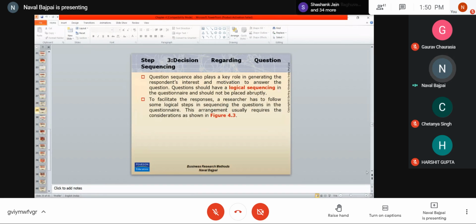Then in the next class, we are going to consider decisions regarding question sequencing. In the next class, on Wednesday, from 2 to 3, I'll wind up this chapter, and after that I'll take one or two classes. After that, around next Wednesday, I'll be sending you the first assignment, or test, or question paper, or minor, whatever you would like to name it, for 25 marks. Do you wish to ask any question?